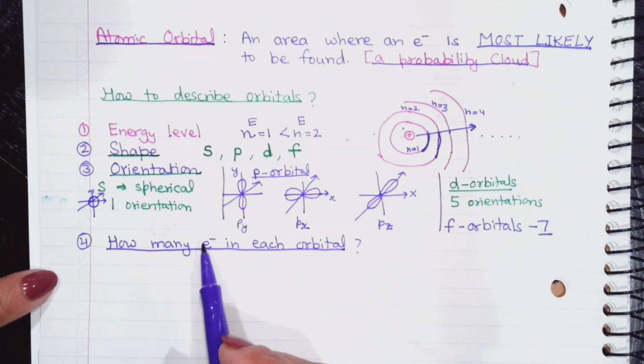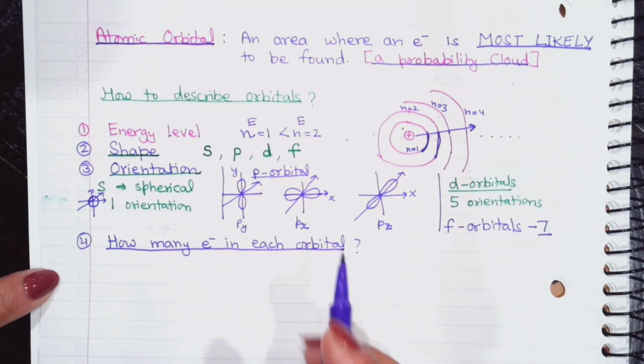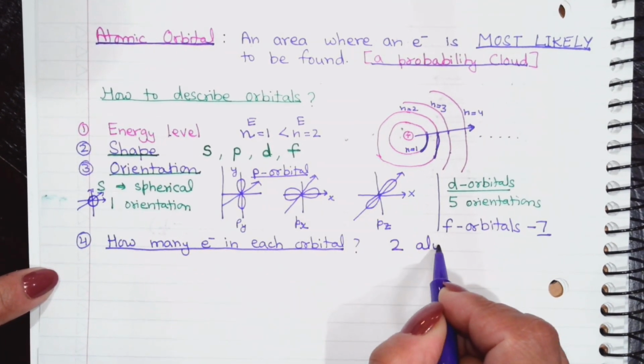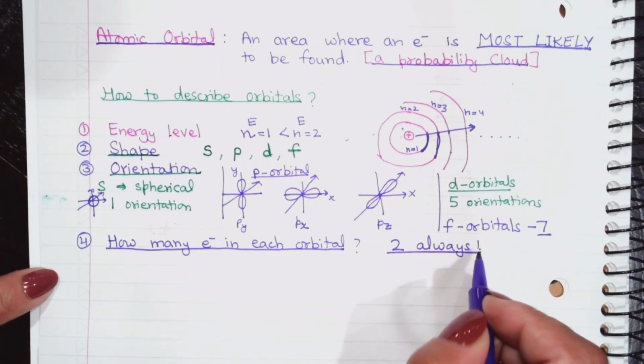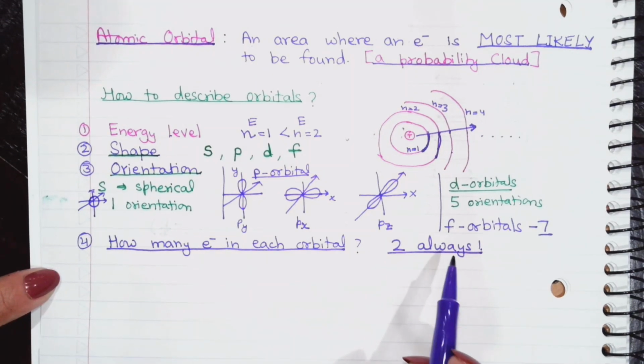Now the last thing we need to know about where the electron is located is how many electrons are present in each orbital. So the answer is 2, always 2, right? Each orbital can have only 2 electrons, right?